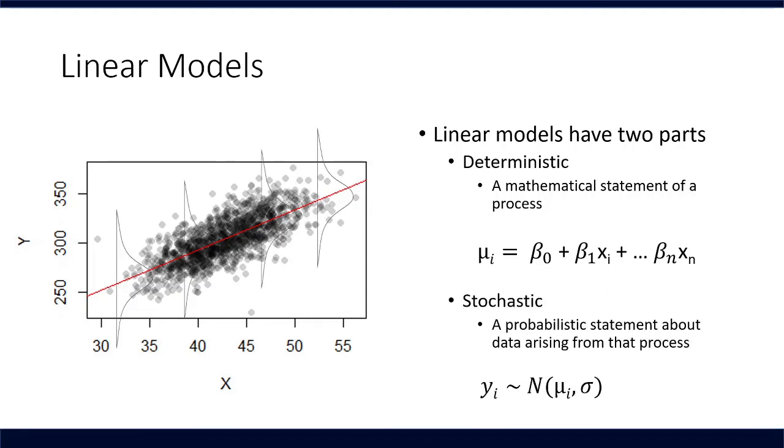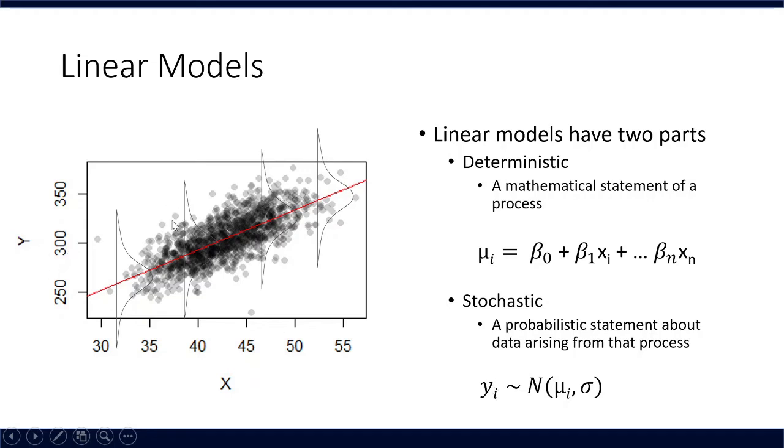Now, the second part of a linear model is called the stochastic part, where the deterministic part was a mathematical statement of a process. The stochastic part of the model is a probabilistic statement about the data that arise from that process. I told you that the red line is mu. The red line is our deterministic model. The actual data that we observe, these black circles, those arise not from the deterministic part, but from the stochastic part.